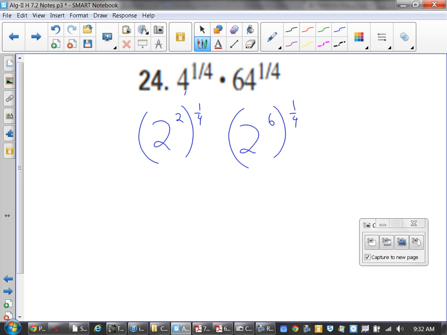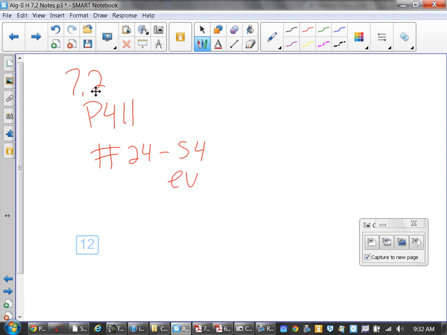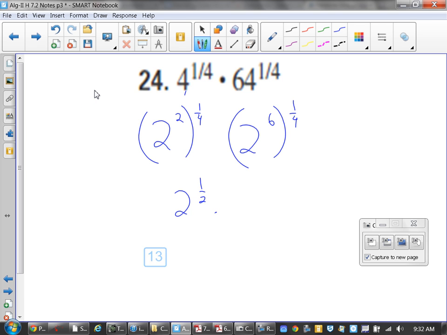What's 2 times a 4th? Good. What's 6 times a 4th? How did you get there? What's 2 times a 4th? It's 2 over 4. What's 2 over 4? 1/2. What's 6 times a 4th? 6 over 4. What's 6 over 4 simplify to be?